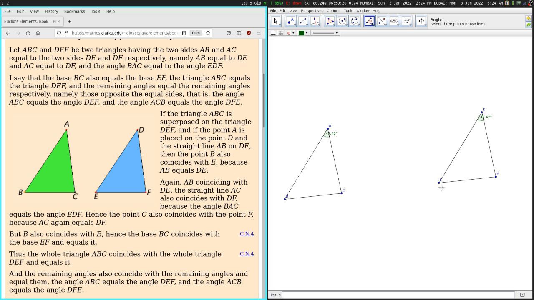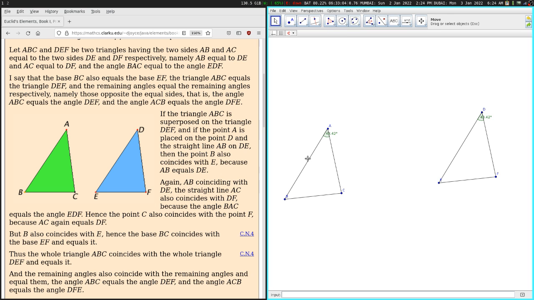Sure, yes, okay. Right, so it's saying, we're taking a risk, but I'm going to try it. If I move this line segment over here, what it's saying is it'll match. And it does. Okay. Let me just undo that. Again, AB coinciding with DE, the straight line AC also coincides with... so here, let's just illustrate what he's saying. So if I do this, and then I do this, then I get the two triangles, if I can superimpose one triangle on top of the other.